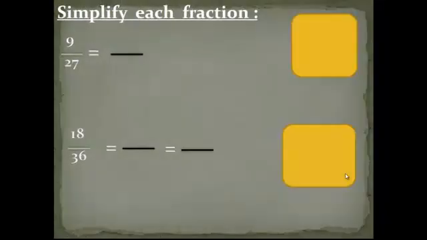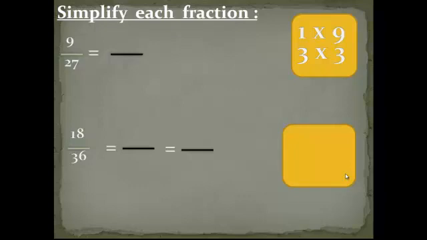Let's do some more exercises. Simplify each of the following. We have 9 over 27. As we said before, we are going to look at the numerator, which is 9. Okay, search in the table. 1 times 9 and 3 times 3. Okay, here which number is the bigger?